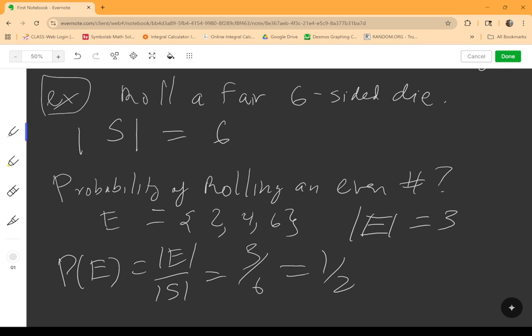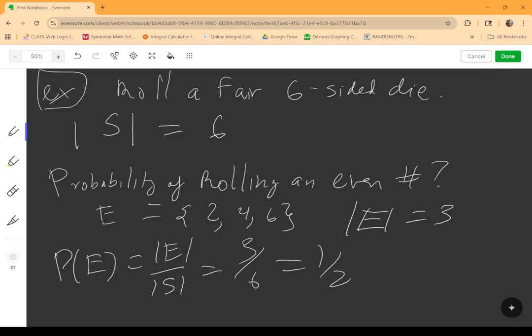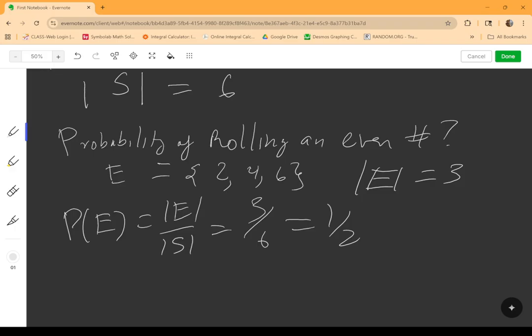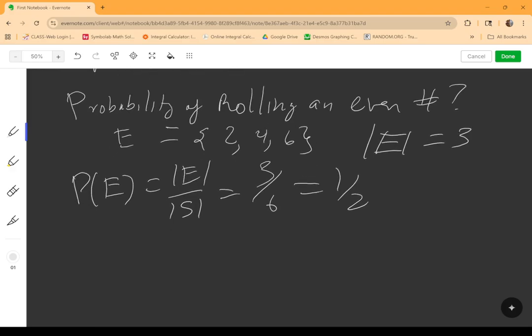As it turns out, this probability of E is a counting problem. We just went through the majority of chapter 3 on different ways to count objects. So probability is just a direct application of counting.